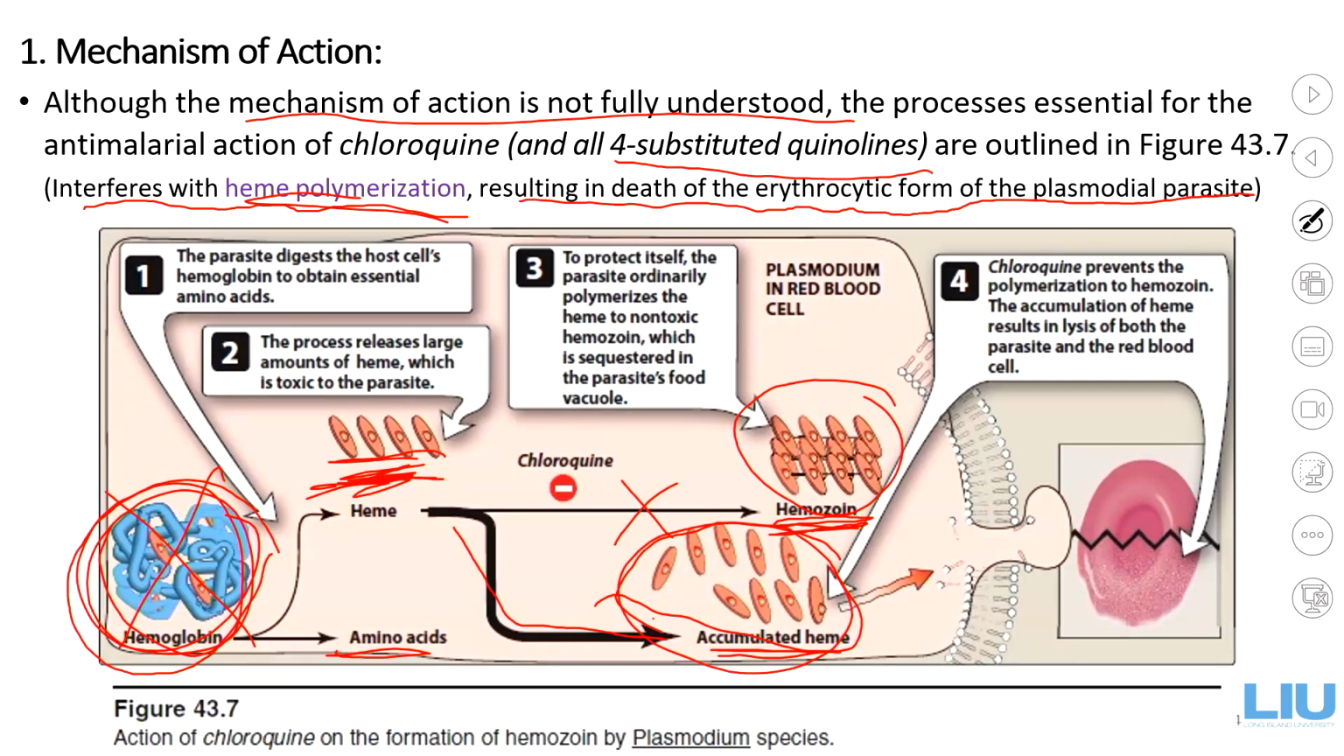Now, the erythrocyte is going to die as well, but it's going to die regardless. The erythrocyte, the blood cell which has the parasite inside it, is going to die anyway, but by administering the drug, you're killing the parasite as well, not just the erythrocyte. Okay, sure. All right, so just remember this applies to all the 4-substituted quinolones. Okay, guys, any questions?